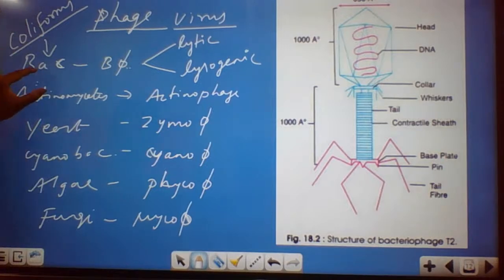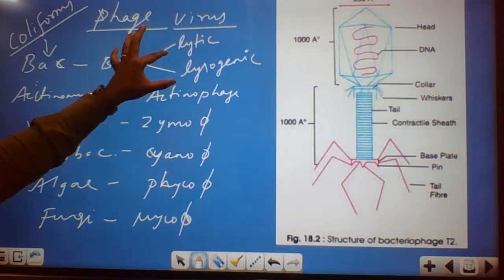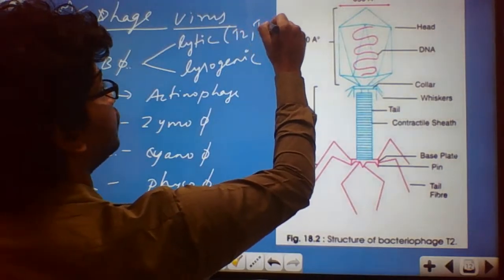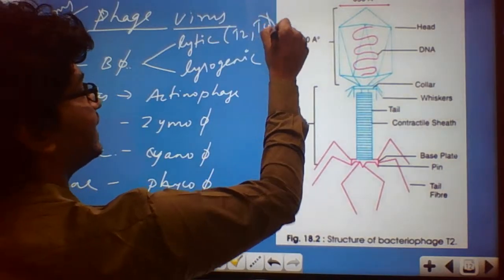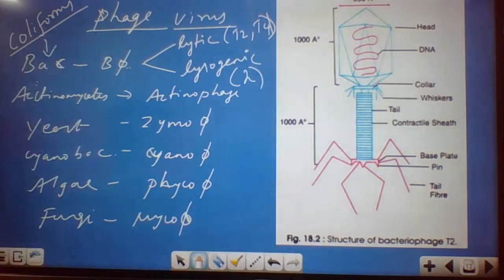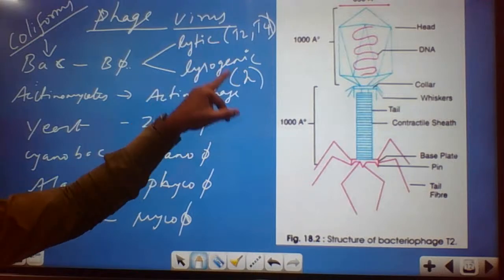So we talk about bacteria, the bacteriophages. Usually the coliforms are the target of these viruses. Coming to the virulent, the lytic phase, usually T2 and T4. T2 phage and T4 bacteriophage usually go with the lytic cycle. When we come to lysogenic, we have the phage called lambda phage. Sometimes they'll ask questions from this.